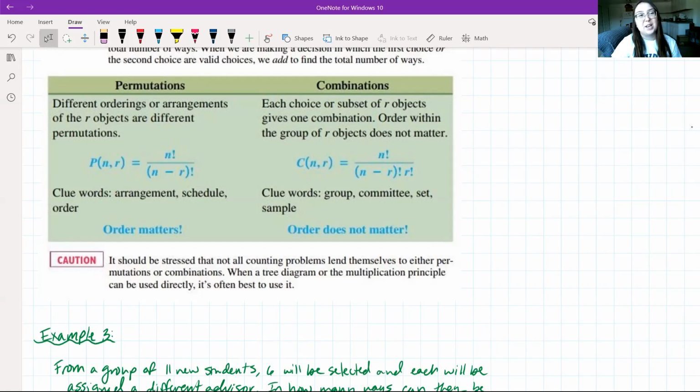So if you read a question with clue words, or it just sounds like it really should be in order, you can use permutations. If you really think about it and think, okay, this doesn't really sound like it should be in order, and maybe it doesn't have any clue words, then go with combination.